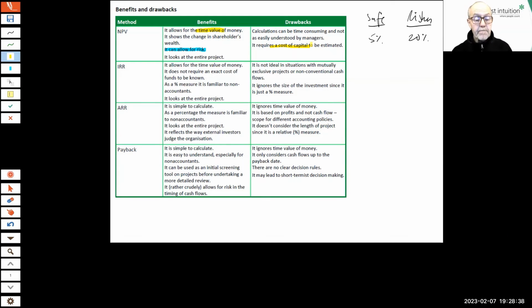Internal rate of return, broadly similar to net present value, does take into account time value of money.